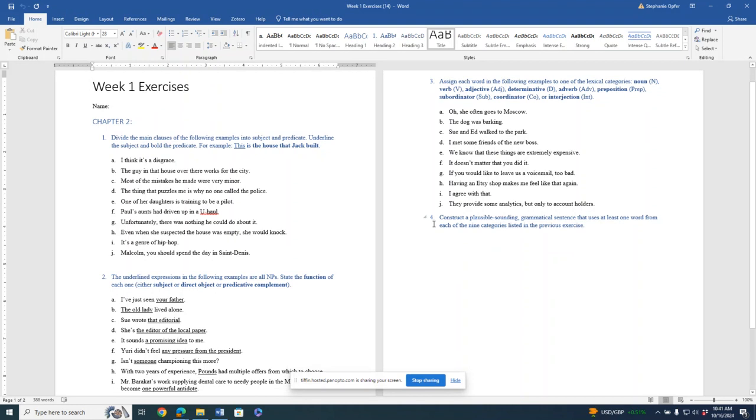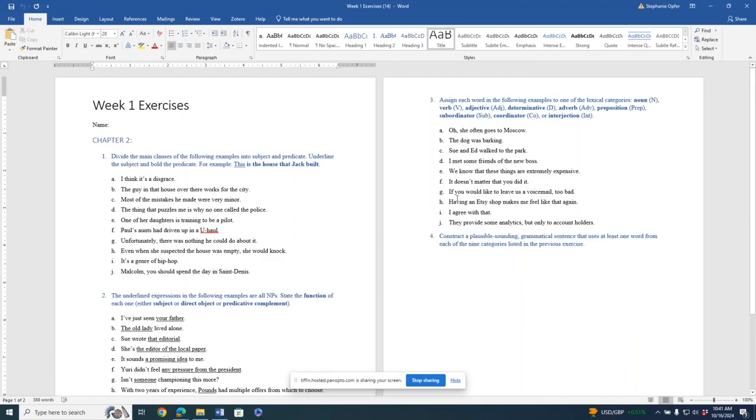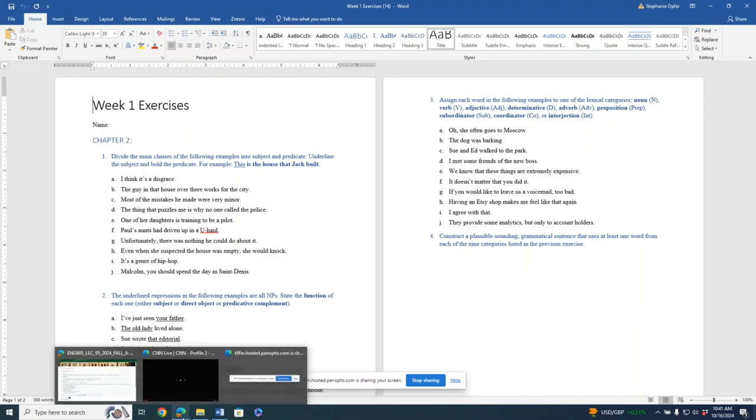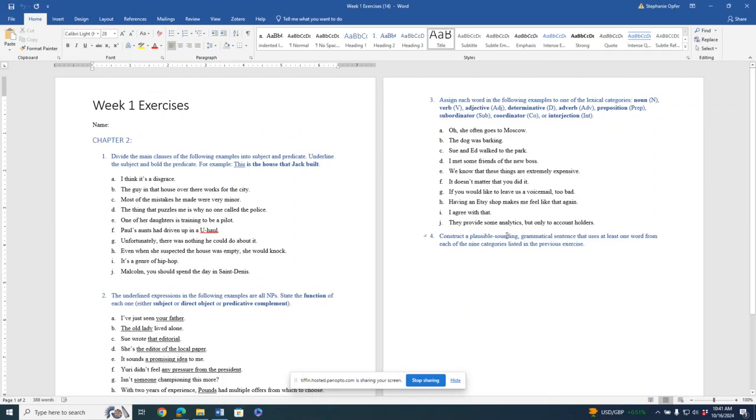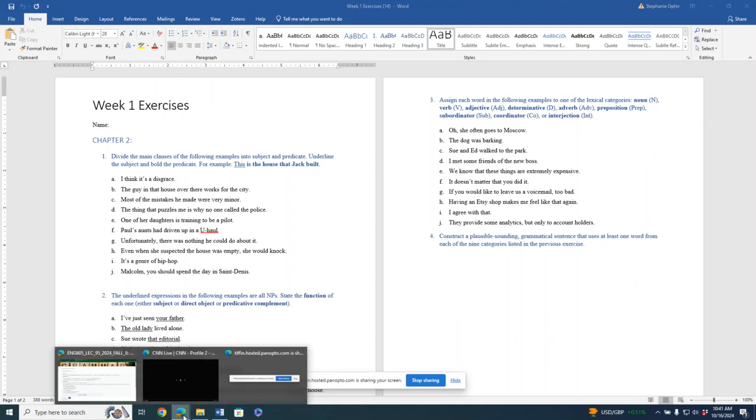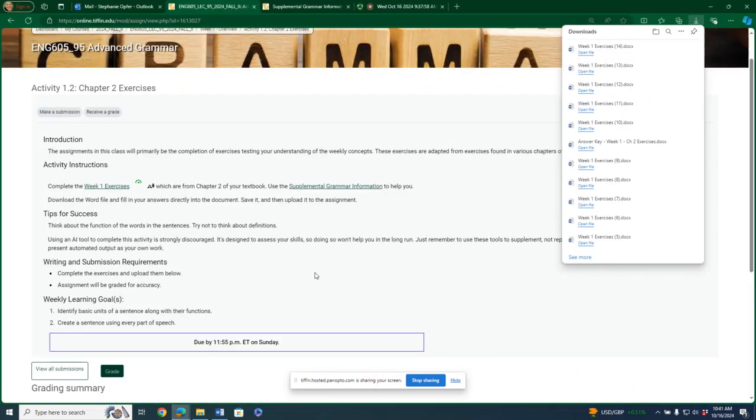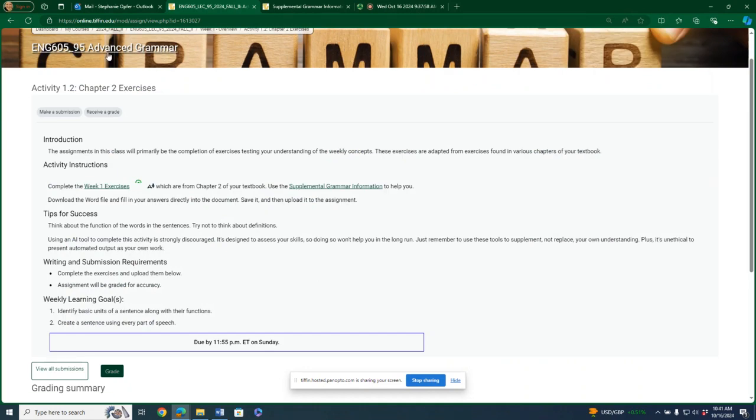And then in section 4, construct a plausible sounding grammatical sentence that uses at least one word from each of the 9 categories, or each part of speech. Label them so I know what it is that you think you're doing. And then just list your sentence there. And that's it. That's week 1. Again, you'll save your answers as whatever you want to call it as a file name, and re-upload it to Moodle in the assignment. That's all you've got to do for week 1.